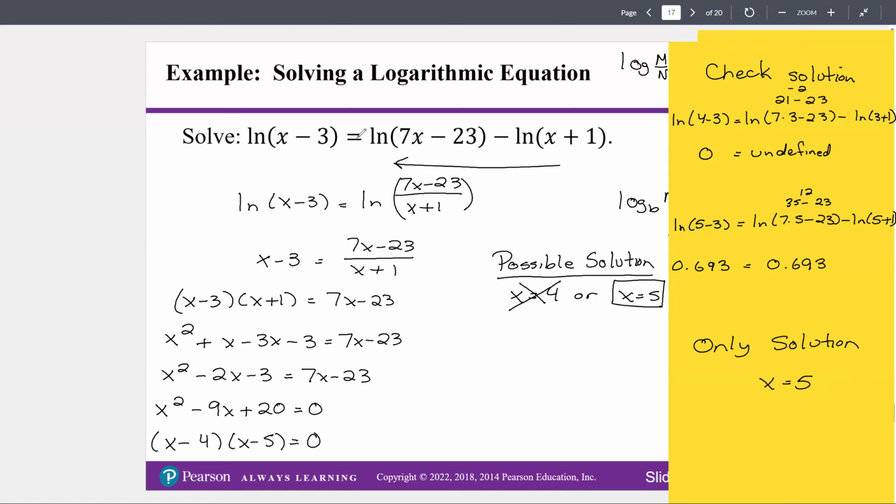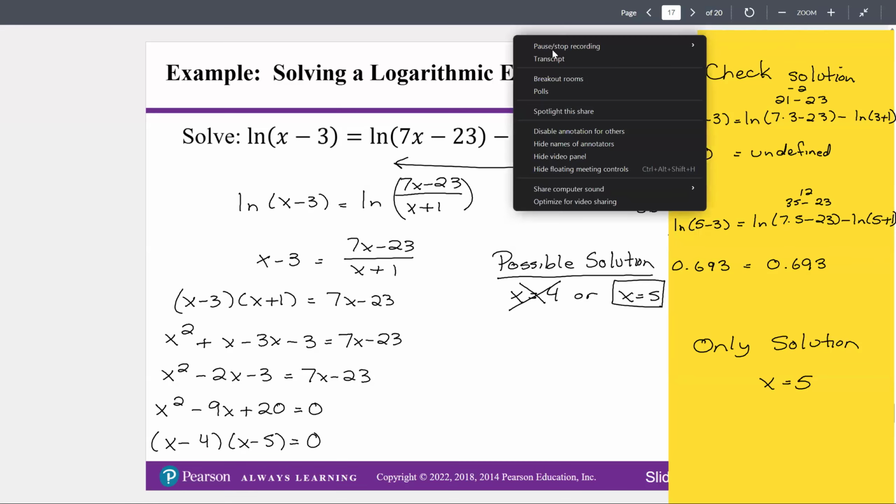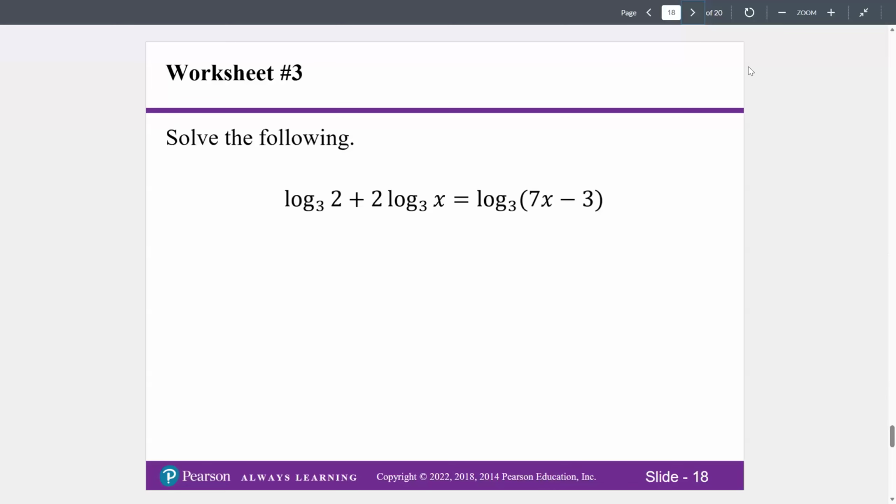So definitely when you get multiple solutions, you definitely want to check them because one of them is most likely not correct. All right, so try yourself. Log base 3 of 2 plus 2 log base 3 of x equals log base 3 of 7x minus 3.